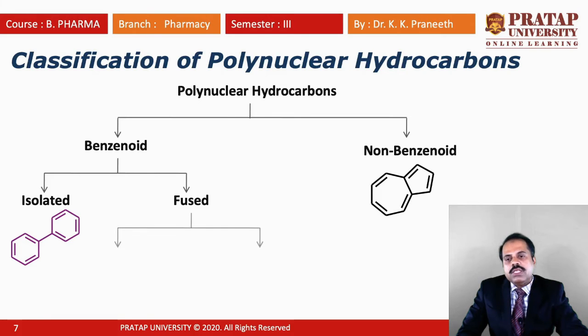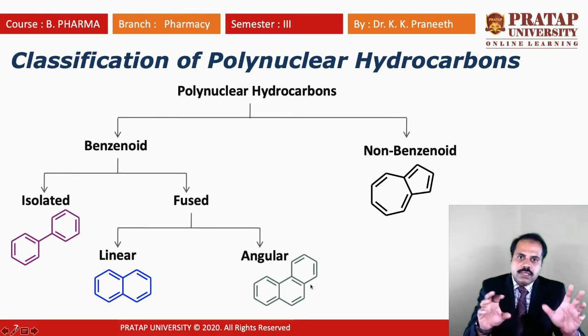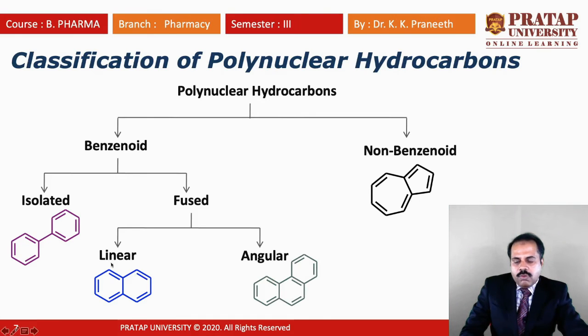We have already seen it. This is also of 2 types, whether it is a linear one or an angular one. The angular one is anthracene. We have already seen the structure of anthracene. There are 3 benzene rings in an angular structure, and the linear one is like this, the naphthalene one.